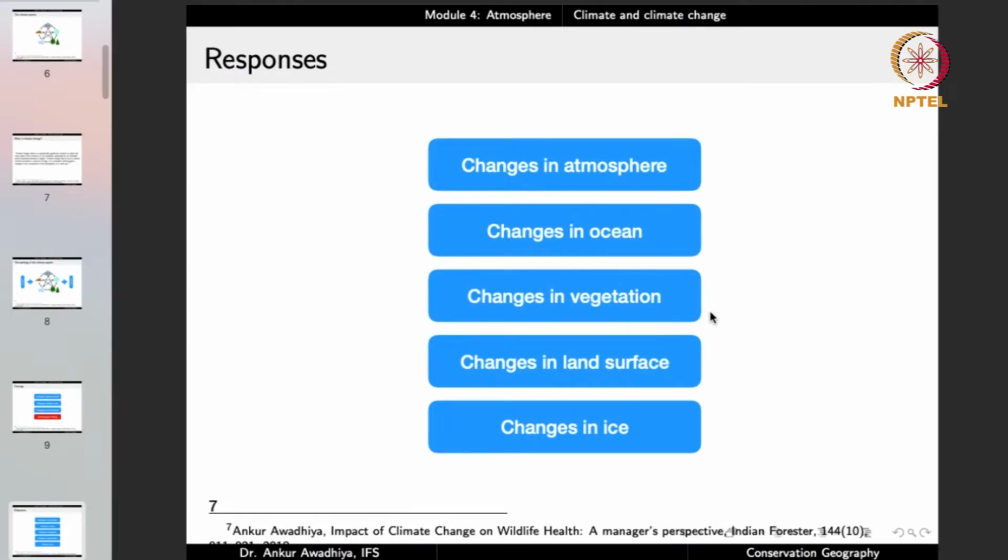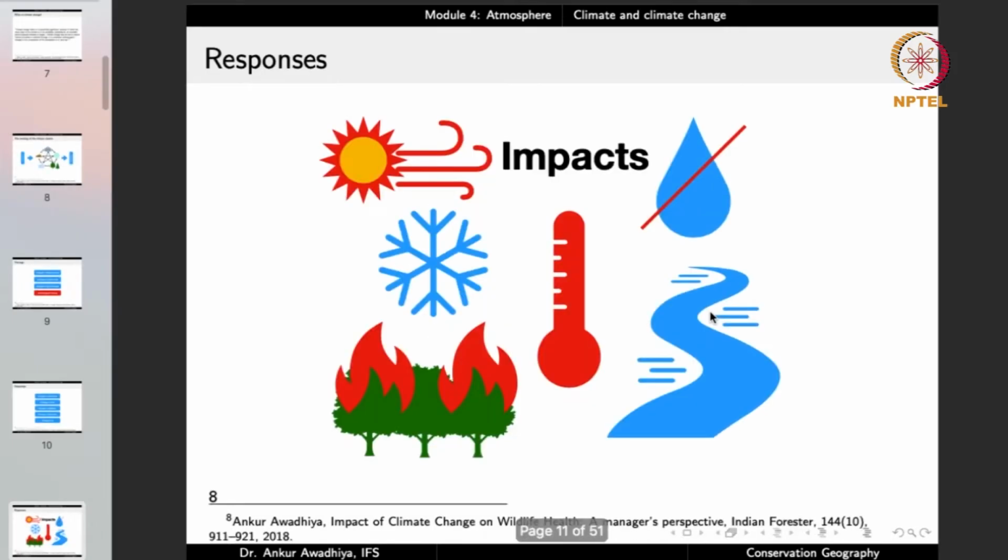So response is changes in one or more components of the climate system. And these responses will have a large number of impacts. So we'll have situations in which people die of heat strokes, for instance, because the temperatures have gone up and the winds are very dry and hot. Or we'll have changes in the snow cover, because of which a large number of cultures and societies that are dependent on that snow cover would be impacted.